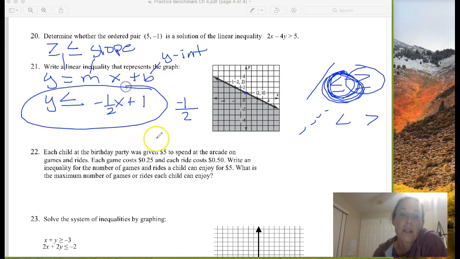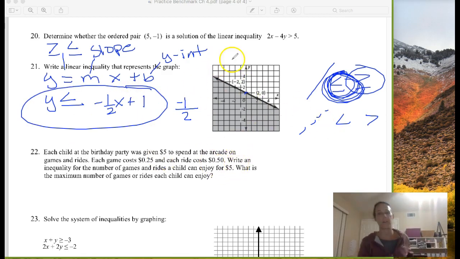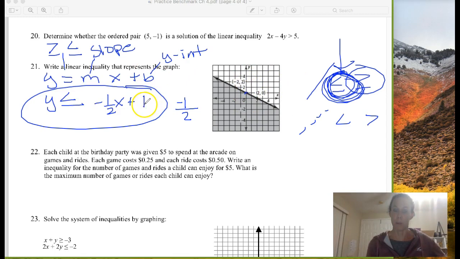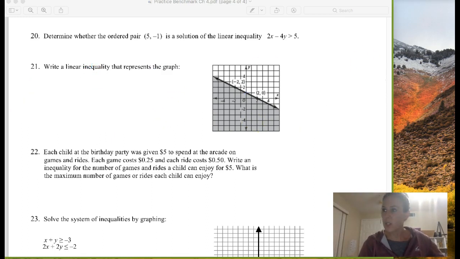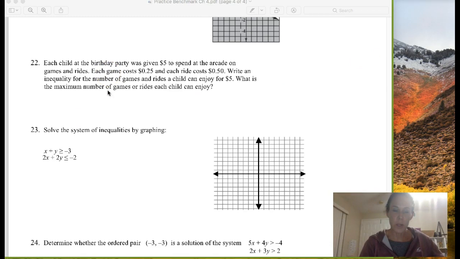There, I've done it. So guys, it's pretty easy to look at the graph. If it's solid, you have a less than or equal to, greater than or equal to. If it shades down, you have the less than or equal to. So I already knew that. Then I looked at the graph and found my y-intercept. I plugged it in for my y-intercept. I looked at the graph, I found my slope by going down 1 over 2. So my slope is negative 1 over 2. Put that in for slope, and there I have it. Not too hard. All right, let's go to number 22.